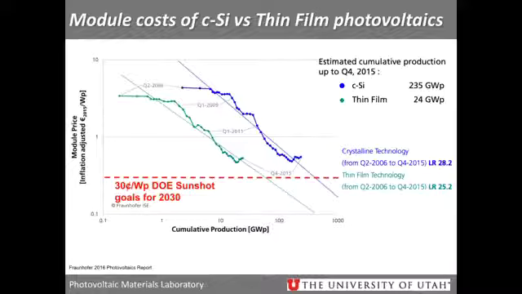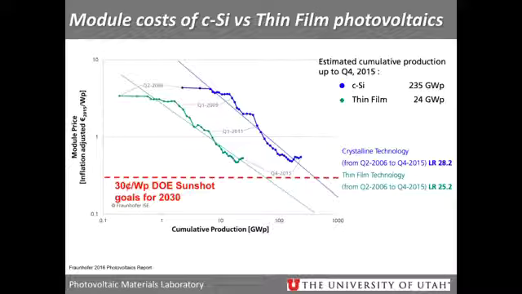Thin film technologies, I'll explain the difference between those, but they're a newer generation, and they compete in cost now with silicon, and they are cheaper to manufacture. You can see that these costs have continued to decrease over time, and solar is just becoming cheaper and cheaper.